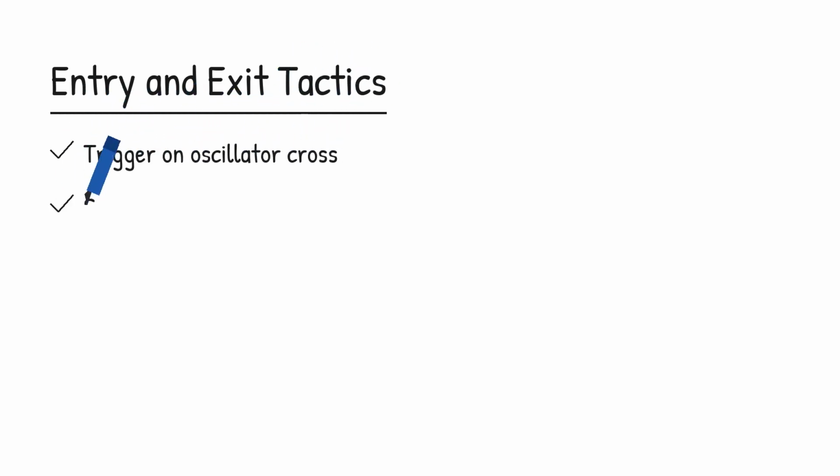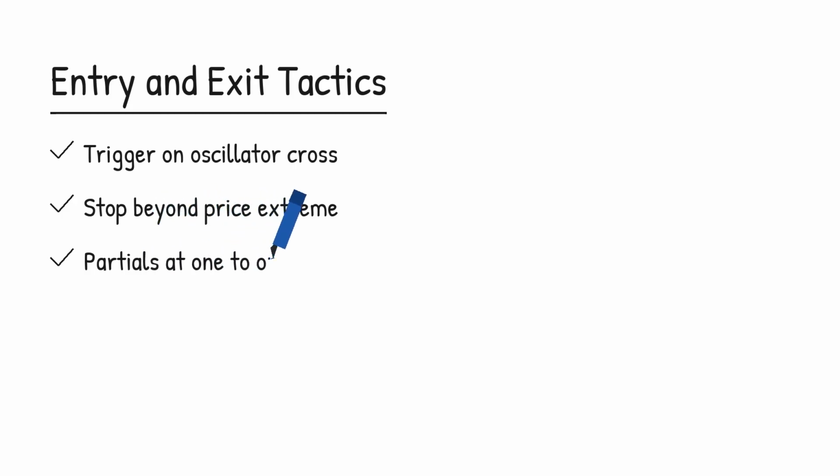For entries, wait for the oscillator to cross back through its own threshold, 70 or 30 on RSI, or for the MACD histogram to flip sign. Place stops beyond the most recent price extreme that created the divergence. For exits, target the prior swing or use a trailing stop once price clears the structure. Take partials at 1-to-1 risk-reward.